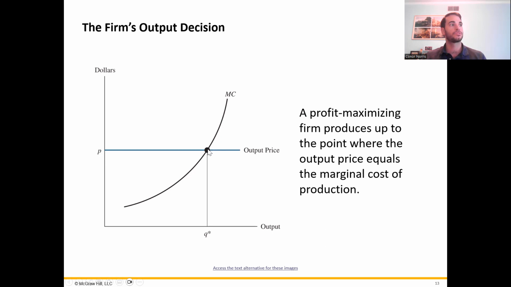So where these two cross, where the marginal revenue equals the marginal cost, or the price equals the marginal cost, that is where the firm is going to maximize their profits. So this is represented by the output level Q star.